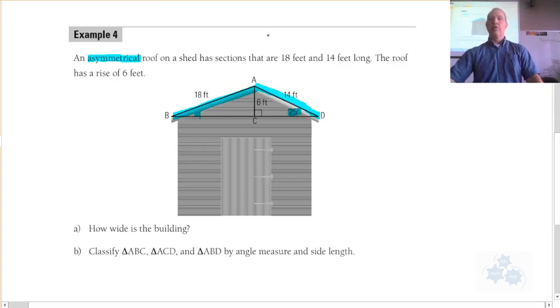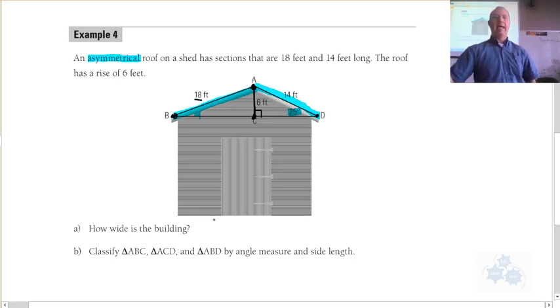So it's an asymmetrical roof, and the sections are as follows on the diagram. We have 18 feet here from A to B, and we have 14 feet from A to D. The roof has a rise of 6 feet. So at the very center, from the highest point down to the base, forming a 90 degree angle, is 6 feet. So you want to sketch that into your notes here. And what we're going to do is answer these two questions.